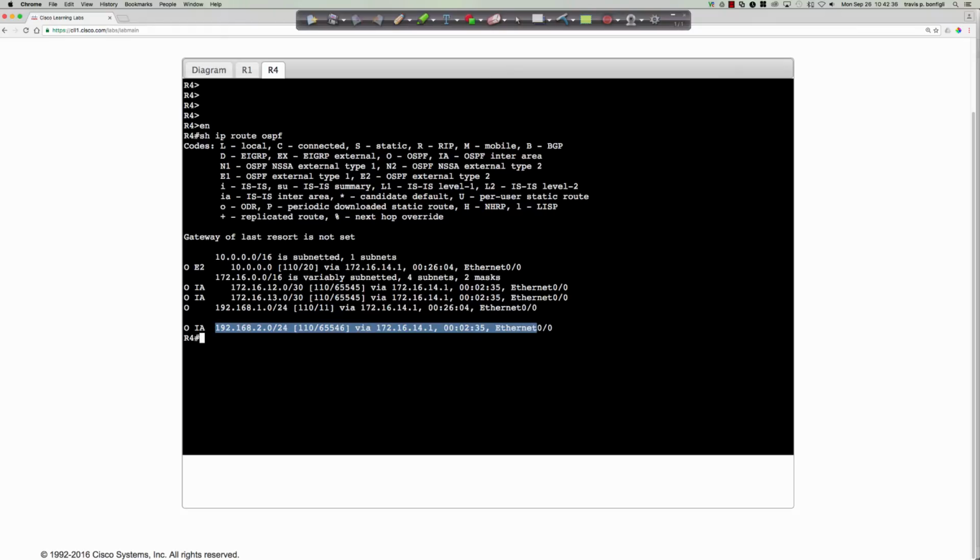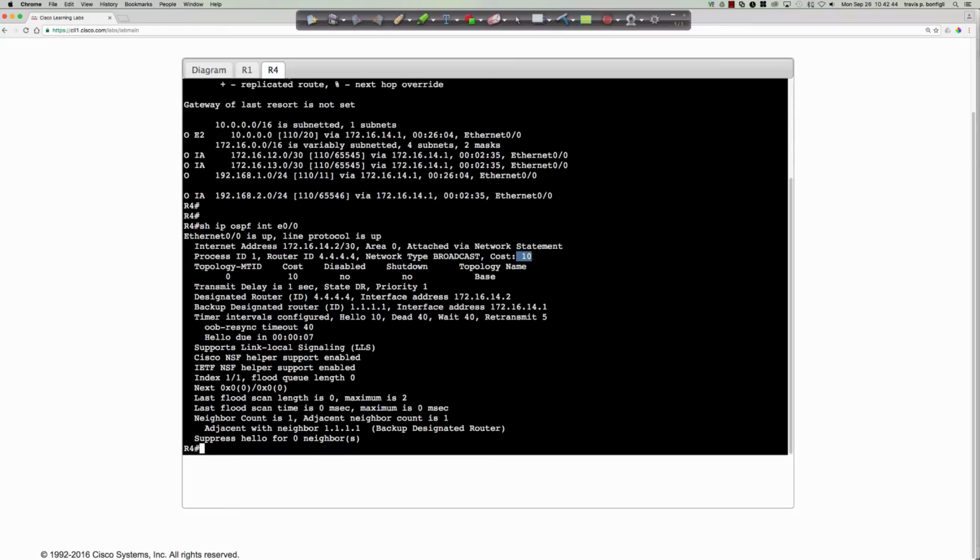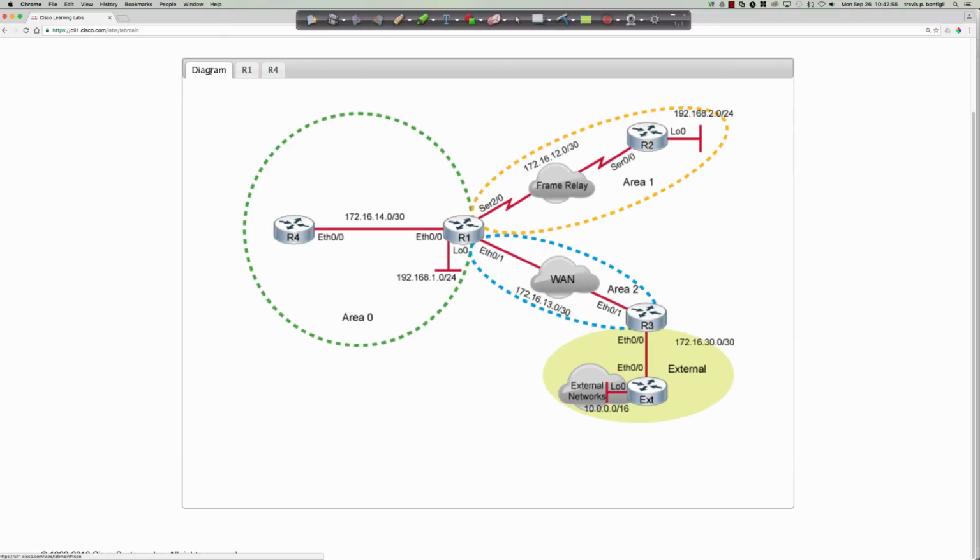This is going out Ethernet 0/0. If I say show IP OSPF interface Ethernet 0/0, the cost is 10. So from router 4 to get to that network, my cost out the Ethernet interface is 10. There's the network we're going to, right up here. That gets me over to router 1. Now remember, I don't add in the cost of that interface, Ethernet 0/0. It's the outgoing interface. Then we come to the serial 2/0 interface.